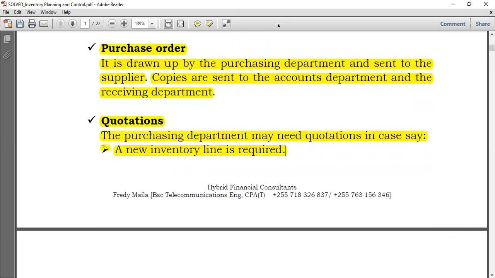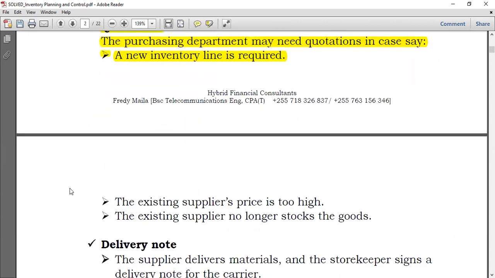You need inventory that you have never had. You do not know the suppliers yet, so you will ask suppliers to submit their prices, and they would choose the one that you deem to be the best. So that's the one possibility.